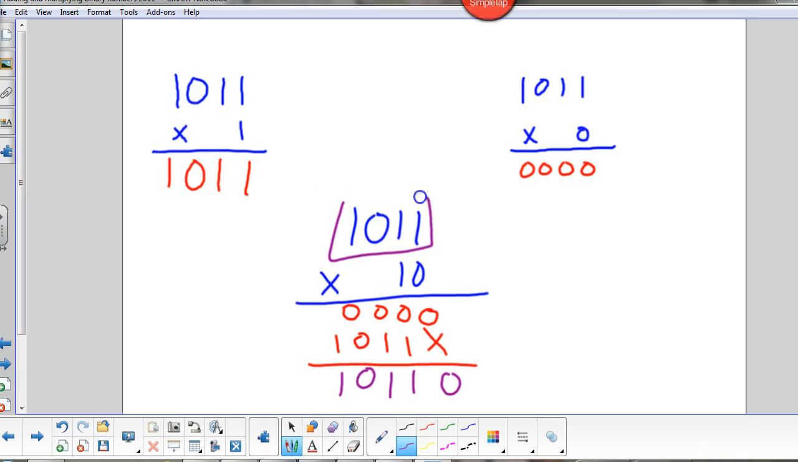Alright, and this number in decimal is 11 times 1, 0, which is 2. So this should be 22. And this number down here is a 16, a 4, and a 2, which is 22. So it means the same thing. But again, multiplying by 0 is just zeros. Multiplied by 1, you just recopy the number, and it's just a matter of adding.